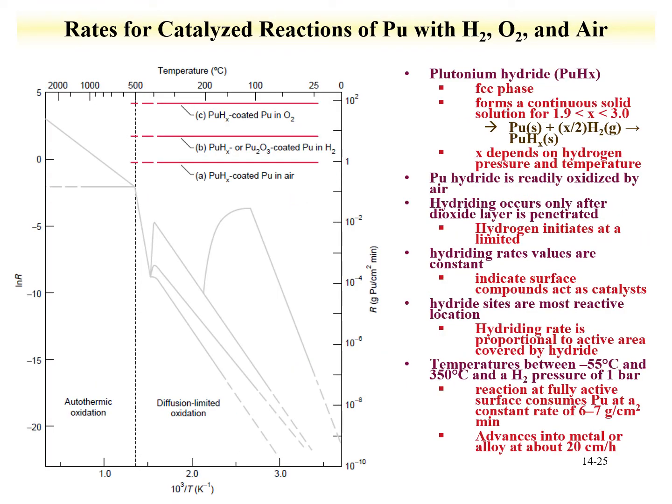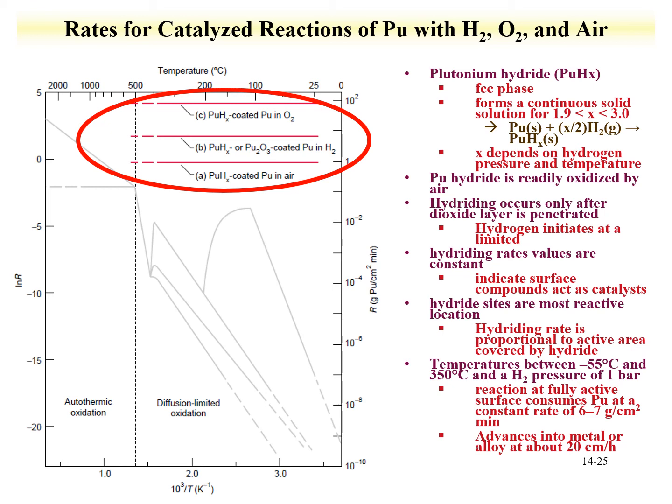We can also examine the oxidation of plutonium as a hydride species. Here we see the rates for the oxidation of plutonium hydride coated plutonium, and this oxidation is done in air, a hydride of plutonium, or the 3 oxidation state oxide coated plutonium in hydrogen. So in other words, this is a formation of the hydride. And then here's the plutonium hydride coated plutonium in oxygen.